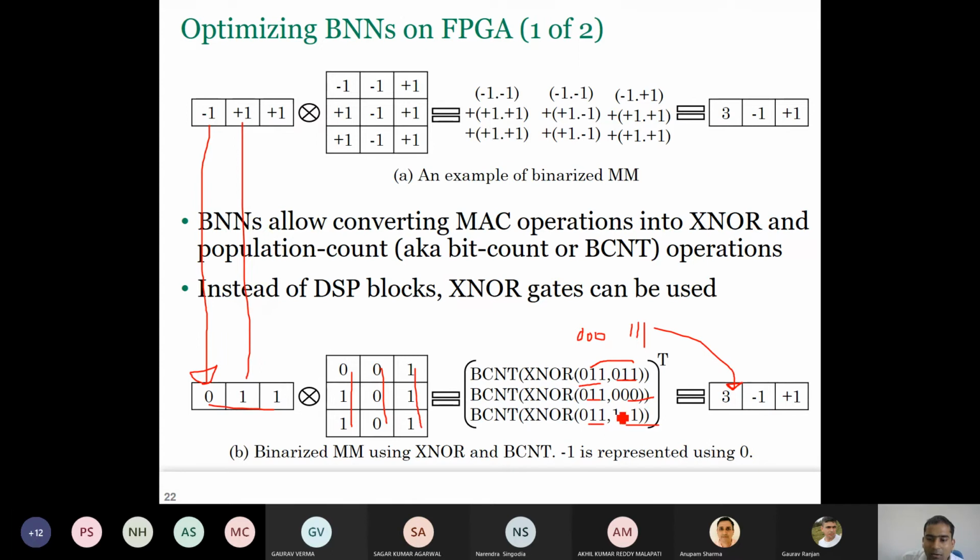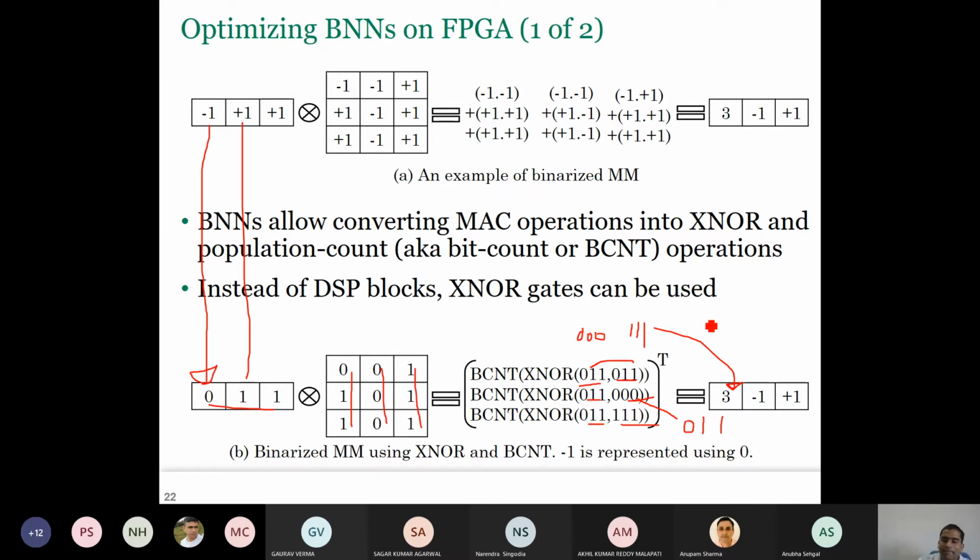Okay. Now let us compute the second one. So here we have 0 1 1 and 0 0 0. How many of them are dissimilar for computing XOR? Out of the 3, how many bits are dissimilar? 2 bits. 2 bits are dissimilar. So the output of XOR will be 0, 1, 1.